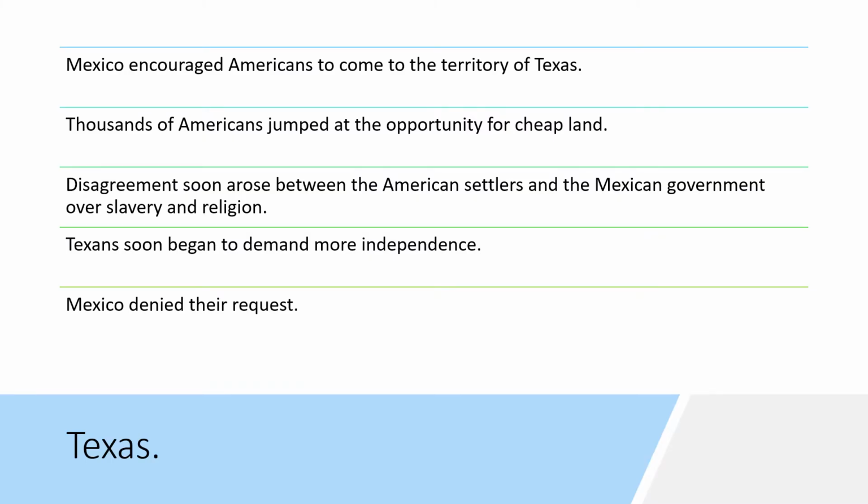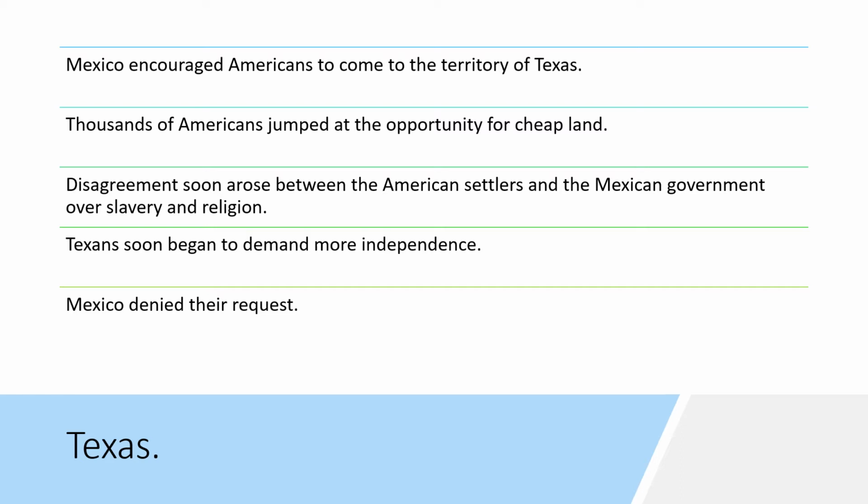Now, Mexico had encouraged Americans to come to the territory of Texas. At this point, Texas was part of Mexico, and thousands of Americans are going to jump at this opportunity for cheap land. But disagreement soon arose between the American settlers and the Mexican government over slavery and religion. Many American settlers brought their slaves with them and wanted to keep slavery in Texas, while the Mexican government was not in favor of that.